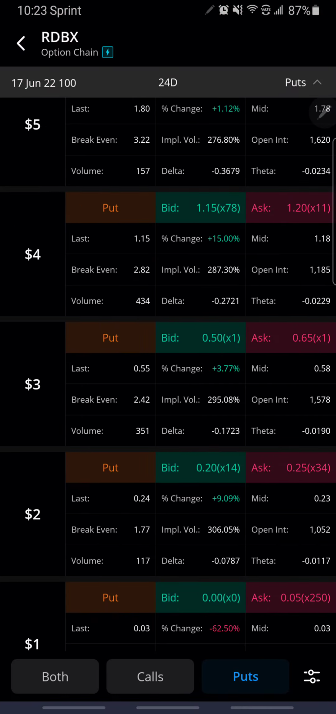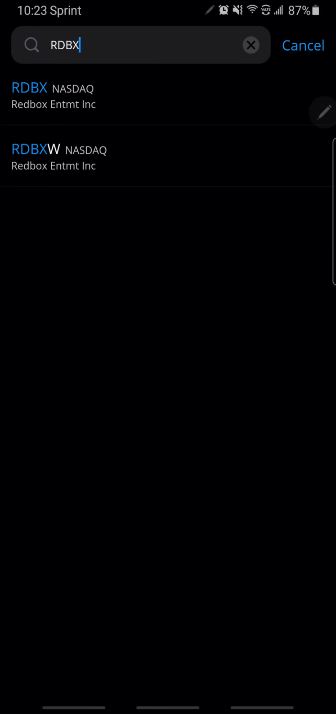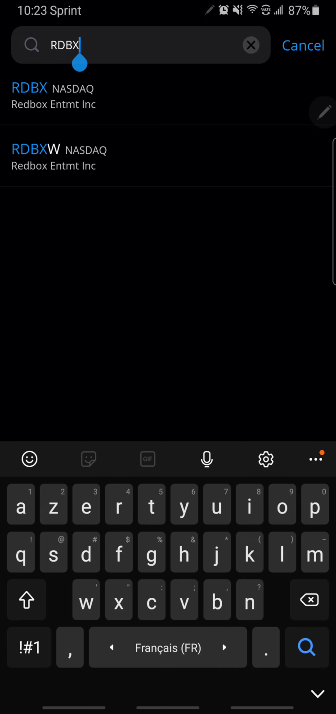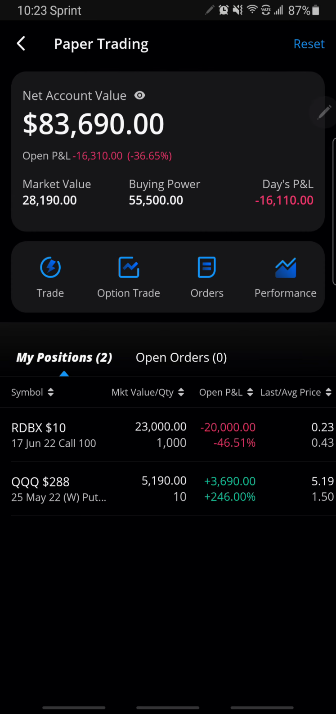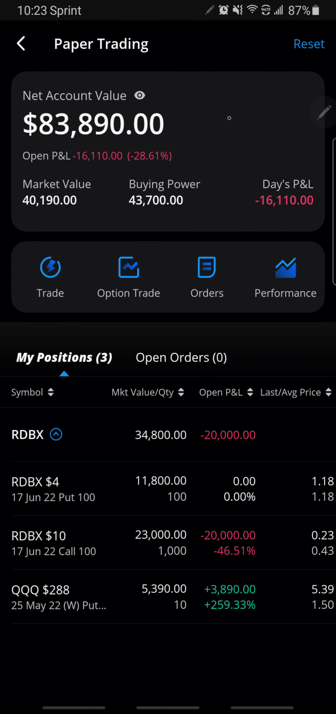Now we just go back on here. I'm going back to my paper account. So here's my option trading paper account on Webull. The characteristic of this account, it comes with $100,000, just like the E-Trade one, and you can trade options on it. Here's my buying power because I have a position on here on QQQ 288.